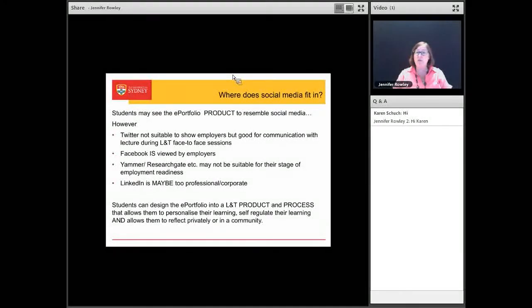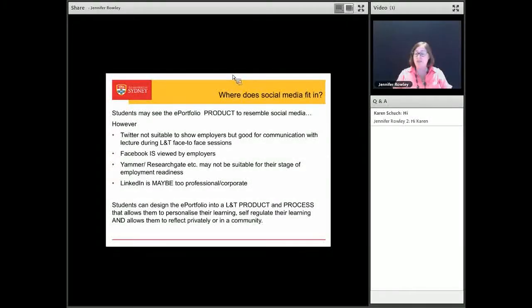Facebook is definitely viewed by employers. I have employers here twice a year just to touch base with them through our professional practice internship. And they say that, you know, before they employ anybody, they certainly go onto Facebook and try and see whether people are dressed appropriately or inappropriately or making, you know, correct comments. And so we do say to them that the product might resemble social media in the way that you create it, but it is quite different.